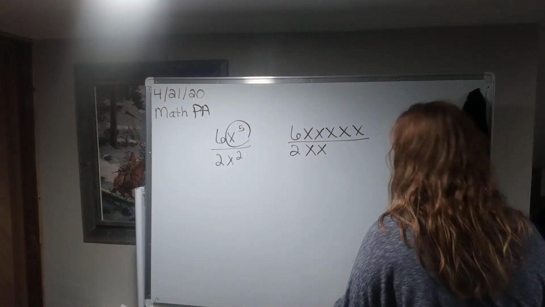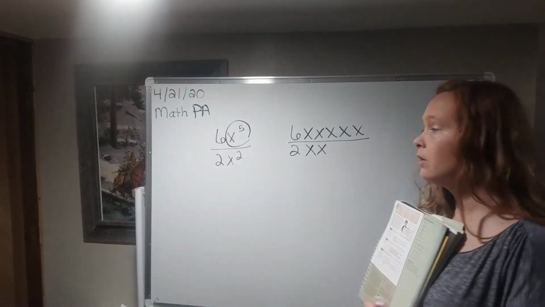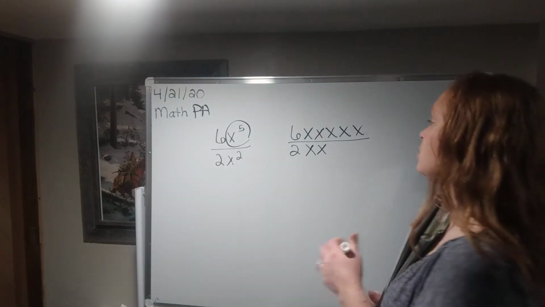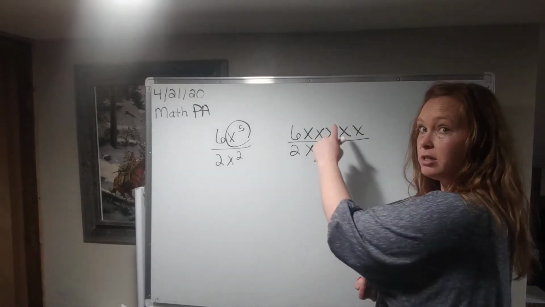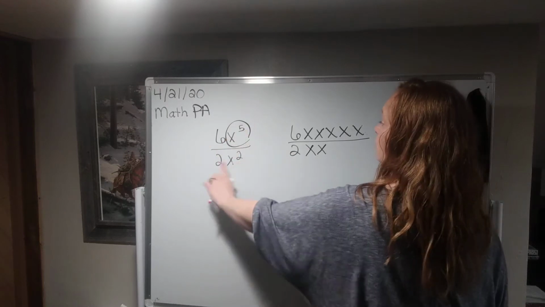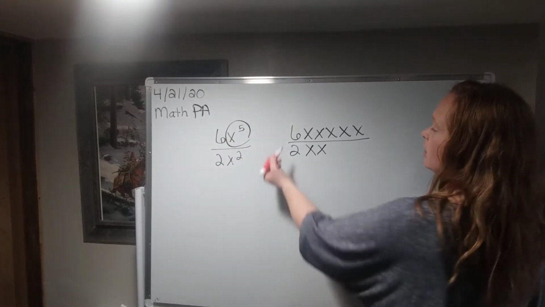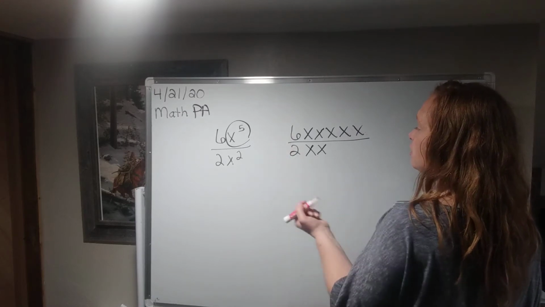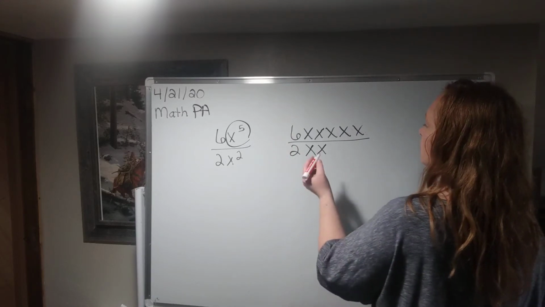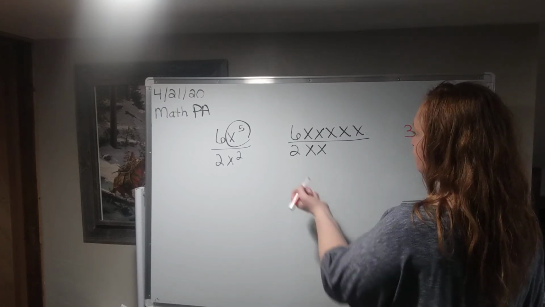Now, do I have any addition or subtraction signs in this problem? No. So because I don't have any, I have one term on top and one term on bottom. I have a monomial, not a polynomial. Then I can go ahead and do some division. I can say 6 divided by 2 is what? 3. Okay? Now, let's see what happens.